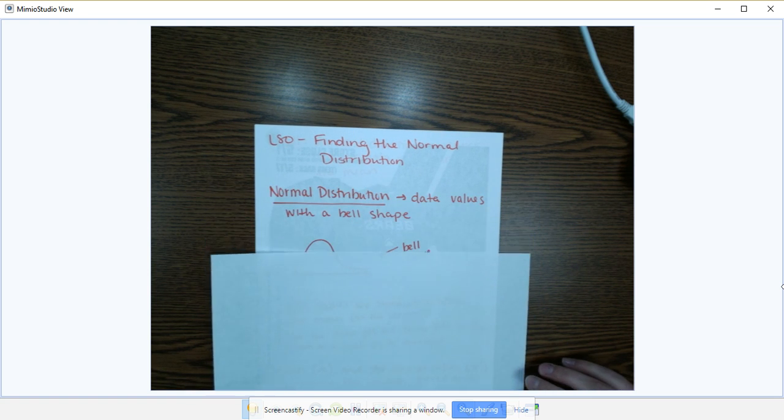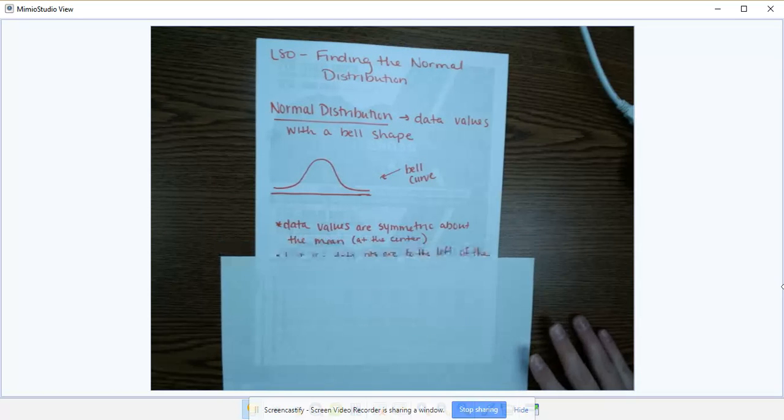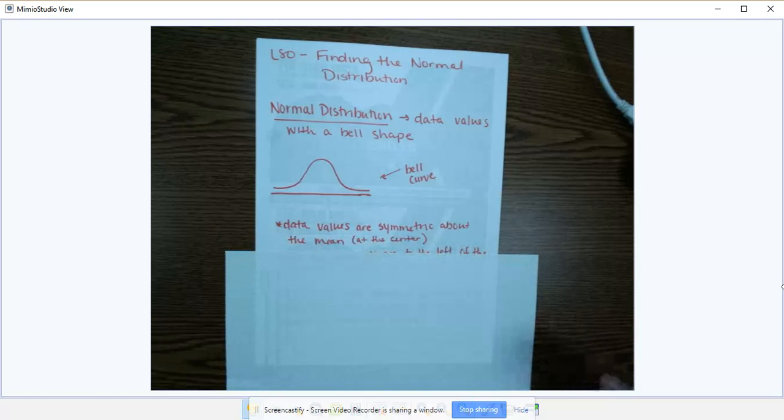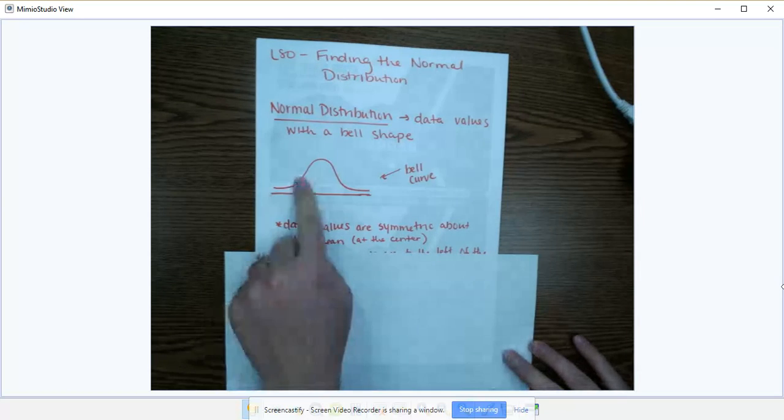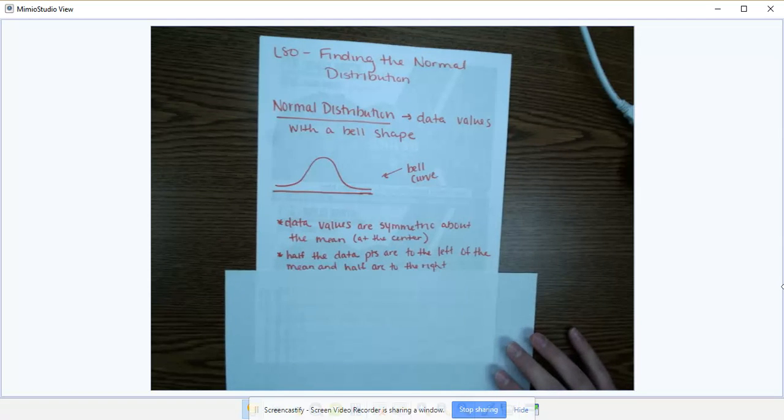We're going to look at a normal distribution today. So a normal distribution is when we have a data set and all of the results create a bell shape. So we have this bell shape and we call it a bell curve. A couple things to note about our bell curve. The data values are obviously symmetric, and the center, that peak, is the mean. So your mean will always be at the center of your bell curve.